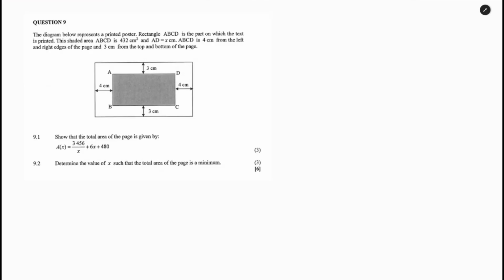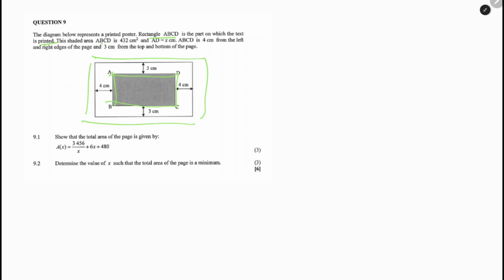In this video we are going through question 9 of the paper 1 mathematics exam, the NSC Mathematics exam of 2023. Okay, let's read the question. The diagram below represents a printed poster. A rectangle ABCD is the part on which the text is printed. So we've got the whole poster over here and this is the part where text is printed.